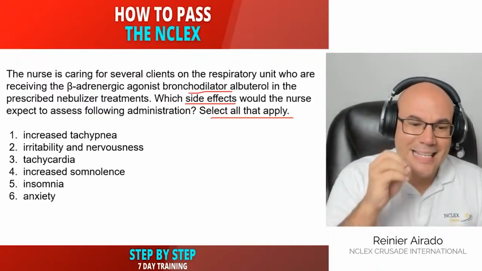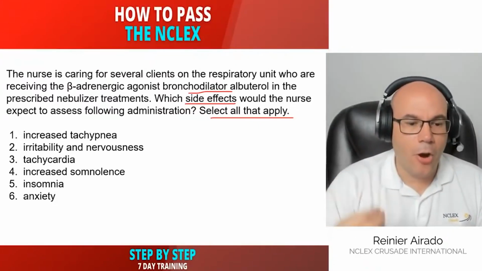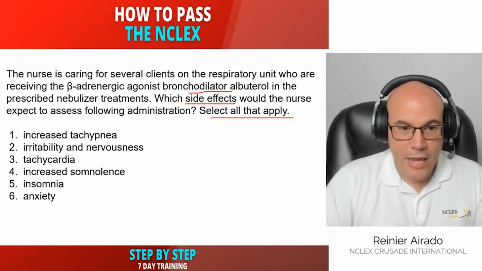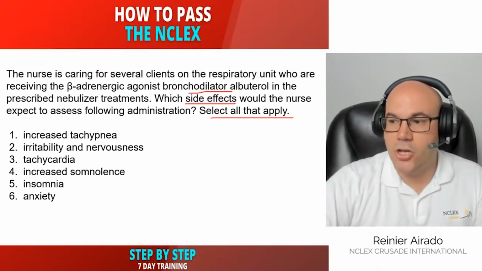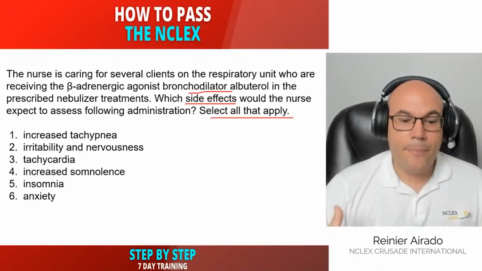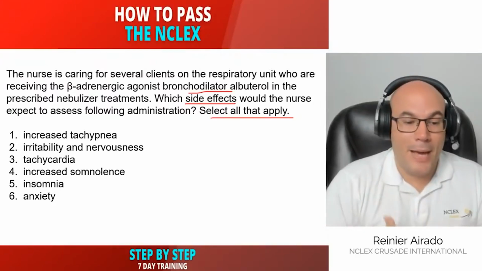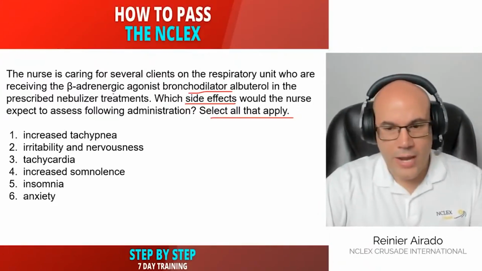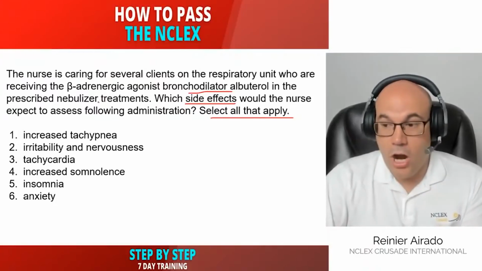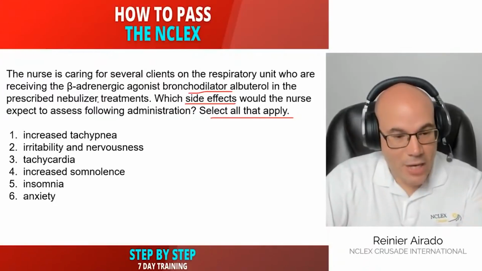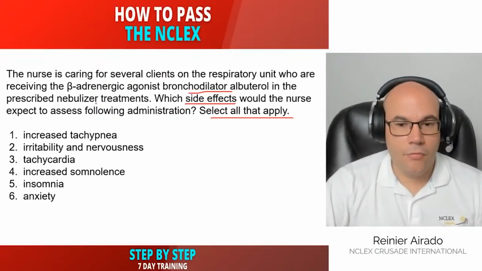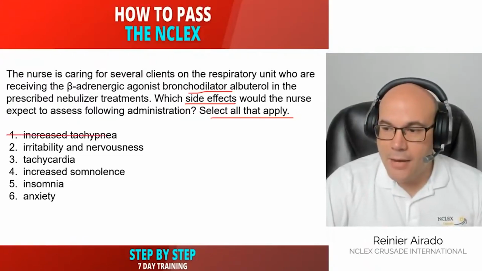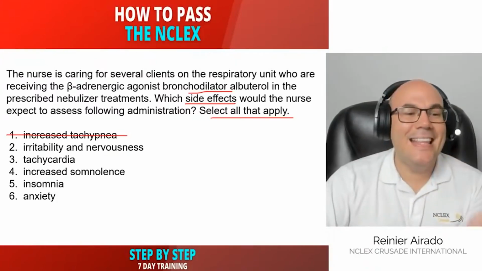So what is the expected therapeutic effect of a bronchodilator? If a patient is having difficulty breathing and we give a bronchodilator, a medication that is going to dilate the bronchioles, the patient is going to be able to breathe better. So we are not expecting a higher respiratory rate or tachypnea. We are expecting a decrease in the rate of breathing. So answer number 1 does not make sense for the intended effect of the medication.